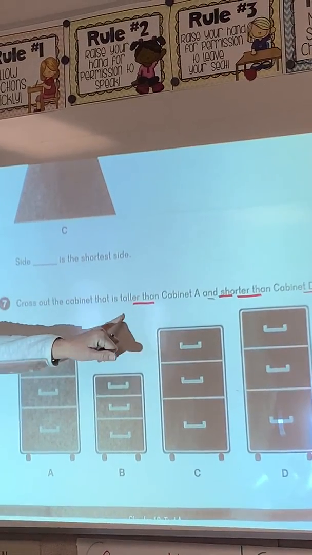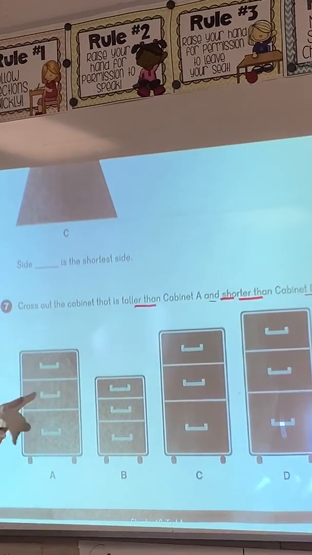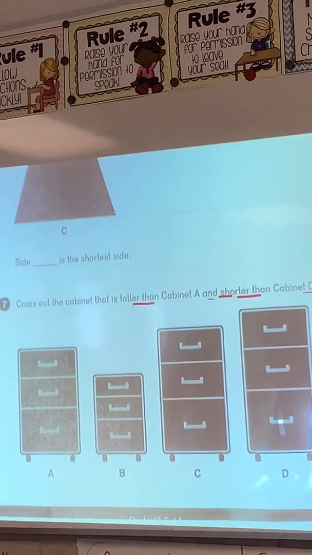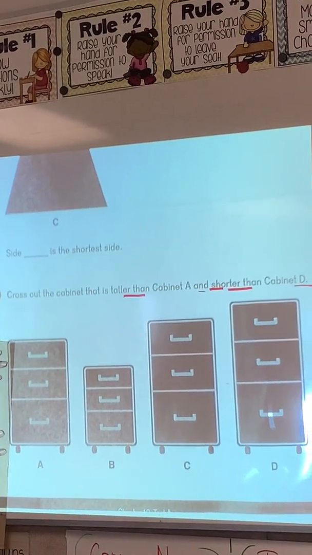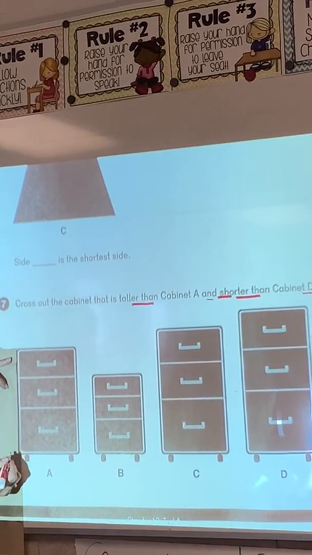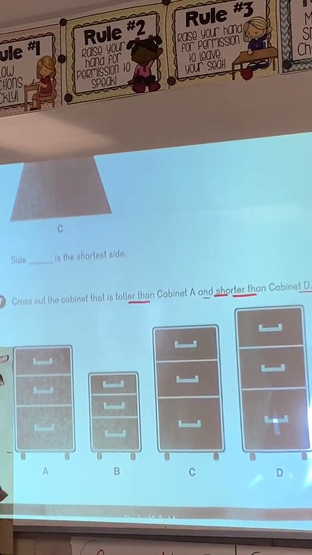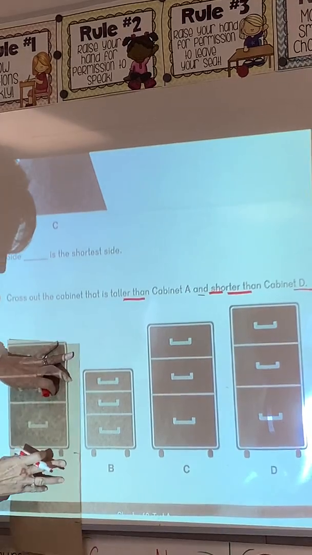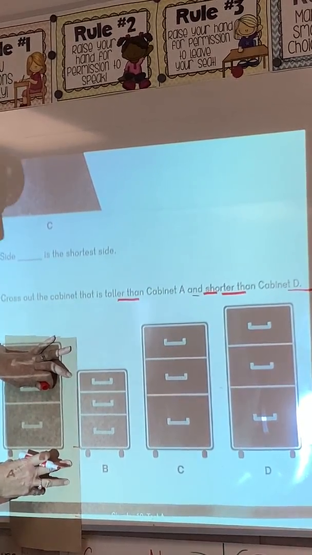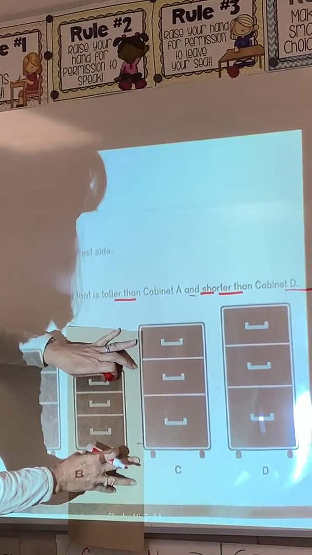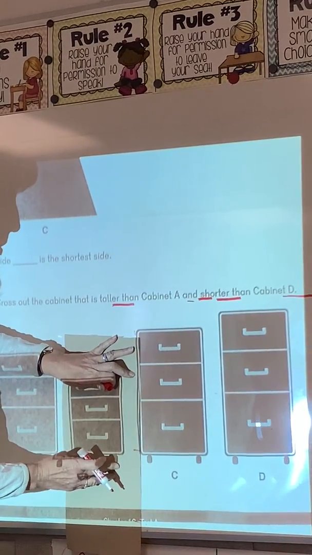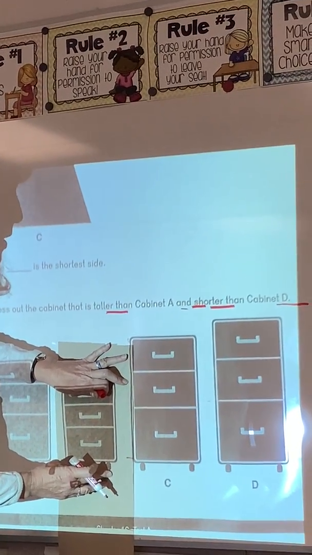Let's start with the first part. Taller than cabinet A. Now we could take our piece of paper or our paper towel and do an official measurement like we did with the triangle if we didn't want to eyeball it. There's cabinet A. Is B taller than cabinet A? No, it's not taller than cabinet A. Let's look at C. Is C taller than cabinet A? Look at that, it is a little bit taller. So C is definitely taller than A.